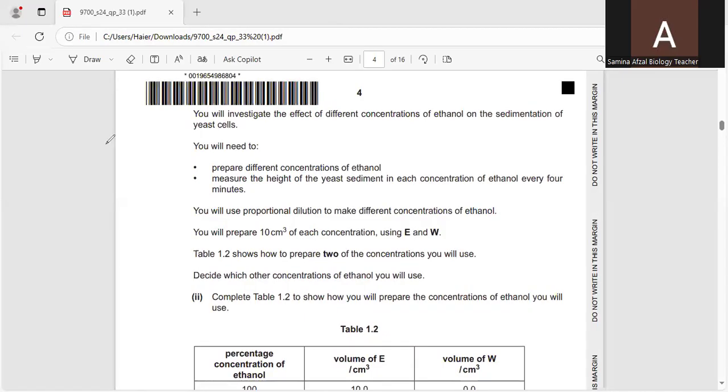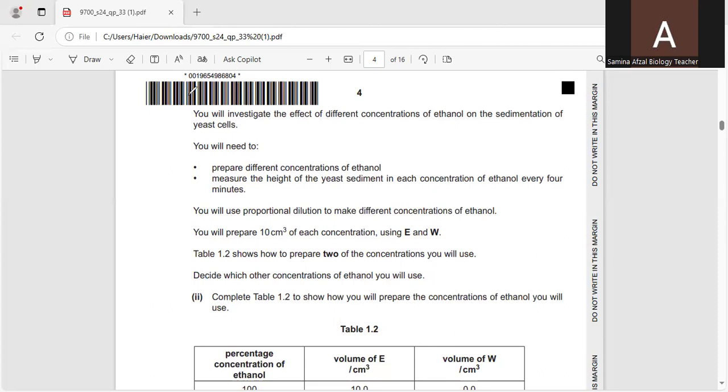You will investigate the effect of different concentrations of ethanol on the sedimentation of yeast cells. You will need to prepare different concentrations of ethanol and measure the height of the yeast sedimentation in each concentration of ethanol after 4 minutes. You will use proportional dilution to make different concentrations of ethanol. You will prepare 10 cubic centimeters of each concentration using E and W.